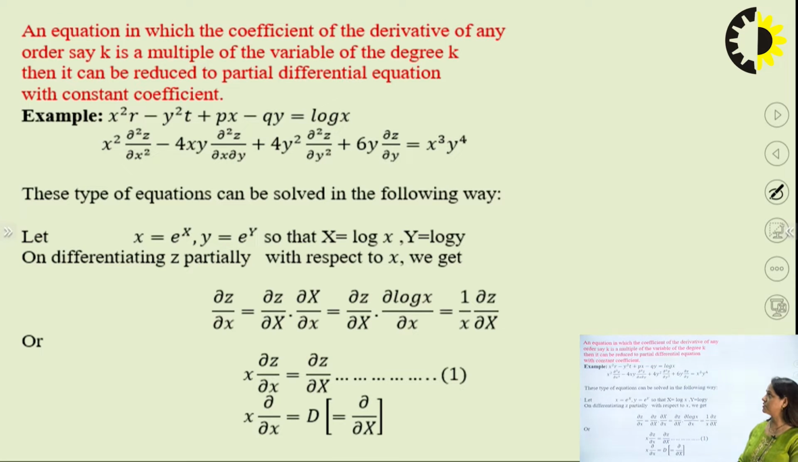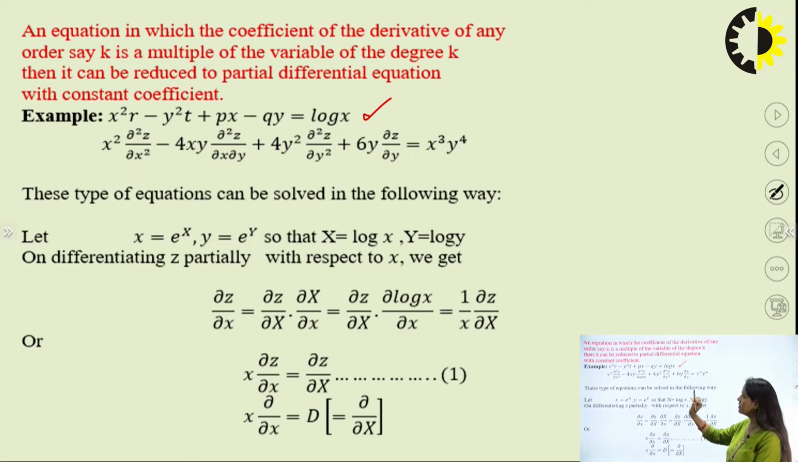An equation in which the coefficient of the derivative of any order, say k, is a multiple of the variable of the degree k, can be reduced to a partial differential equation with constant coefficient. For better understanding, let's see these two examples.